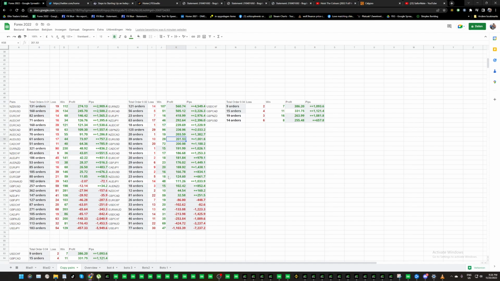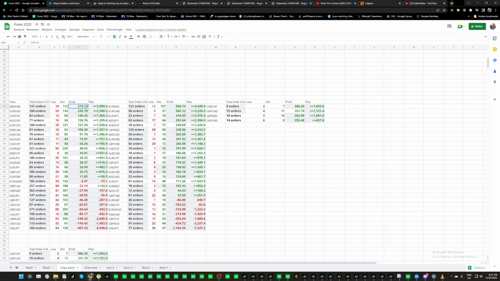So the next question actually arose: if I make a good stable profit, would it be interesting to also copy, depending on which pair, the 0.01 lots? Because if you look, 131 orders on the New Zealand dollar with only 19 losses resulted in a profit of 274 euros. So yeah, I kind of do want to copy trade them as well, right?